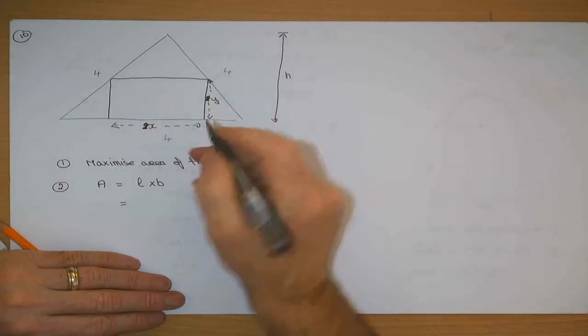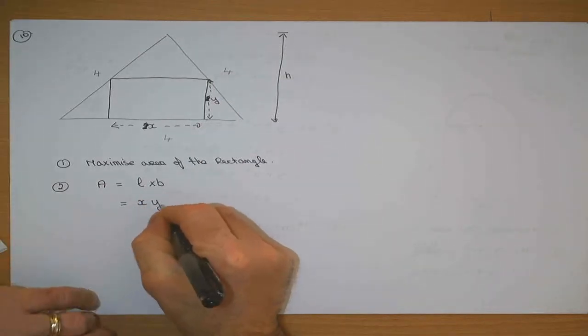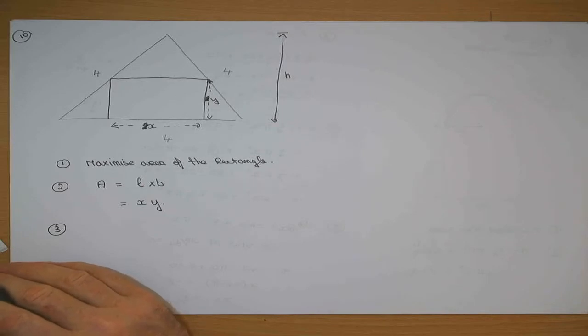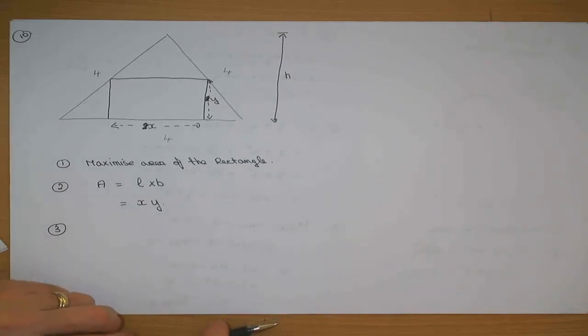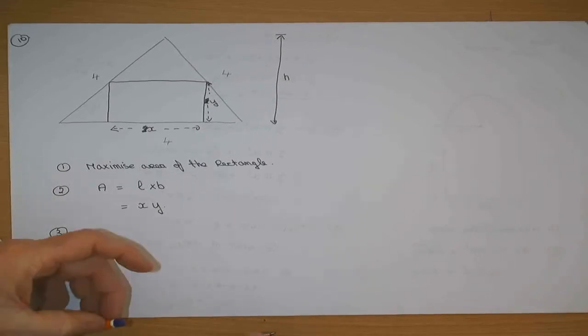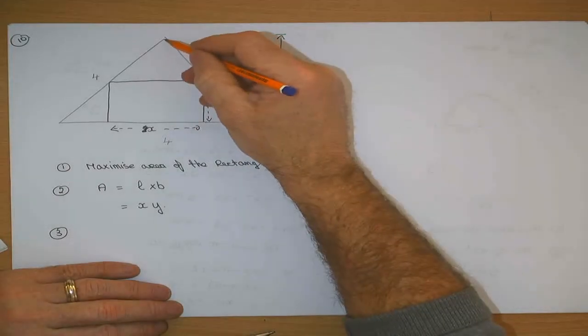And then let's call it x by y. So the area is x, y. 3. What must I do now? Put x in terms of y. Yes? Or y in terms of x. Alright? So, how am I going to do that?